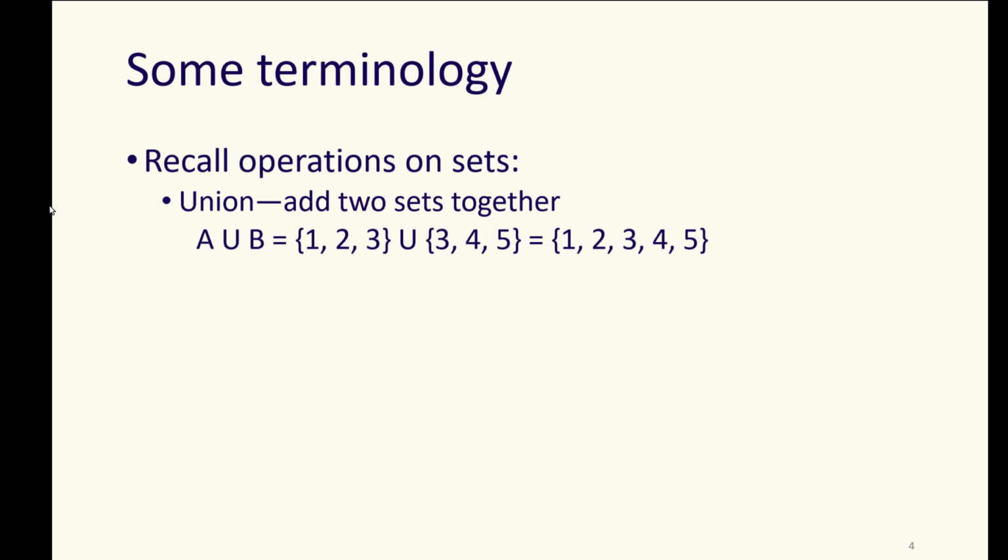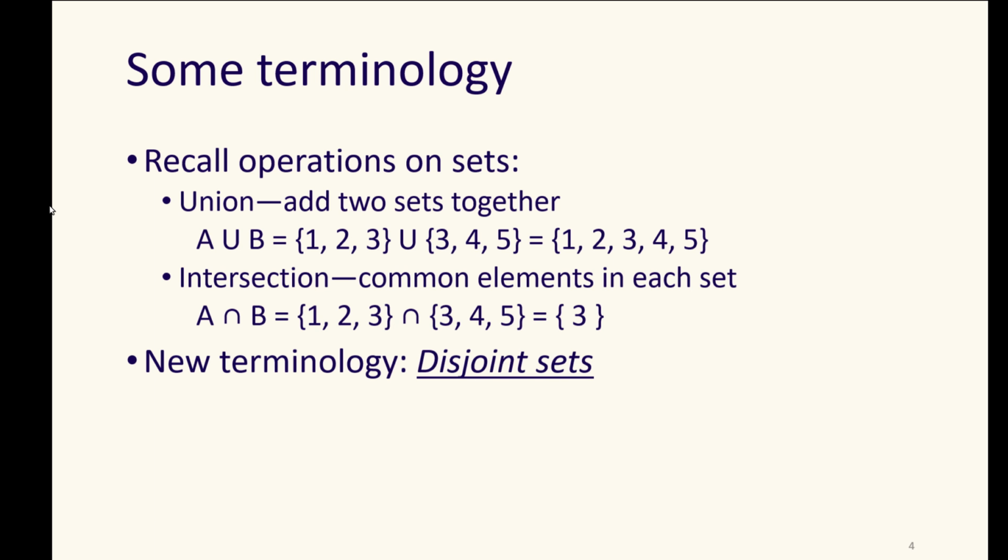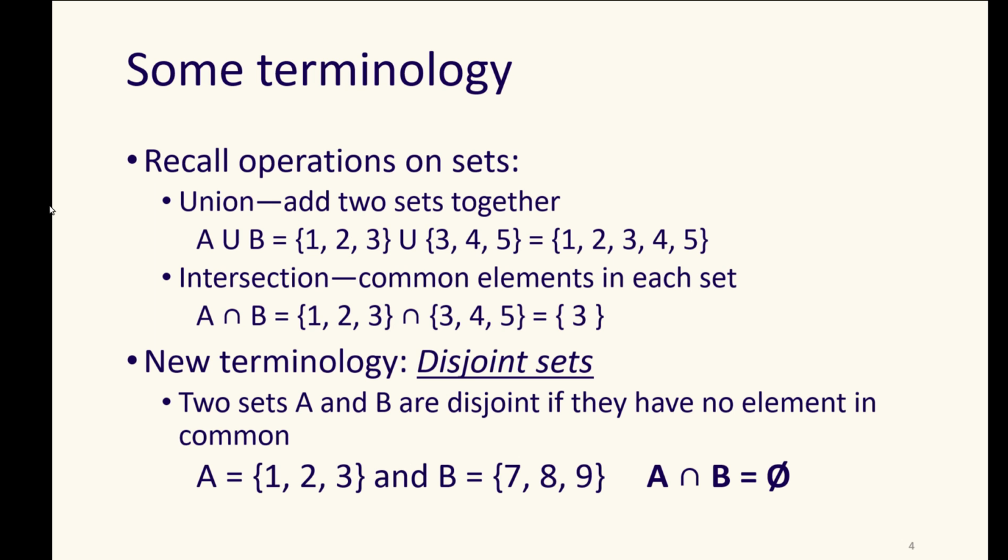If you recall some operations that sets might do, a union is to take the items from two different sets and combine them into one set without duplicating anything, of course, because a set is not allowed to have a duplicate. An intersection is finding the items that they share, and the new terminology that we'll deal with are specifically disjoint sets. These are two sets A and B, and they are disjoint if they have no element in common, or in other words, if their intersection is empty.